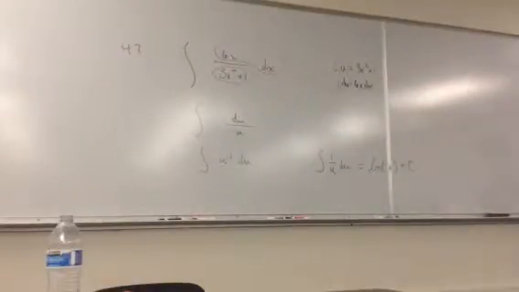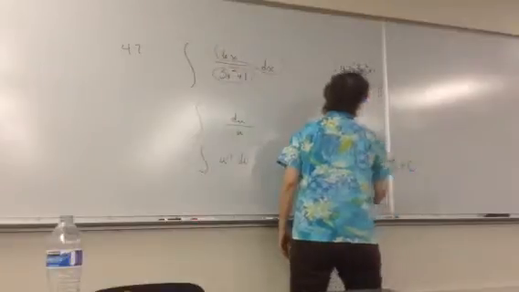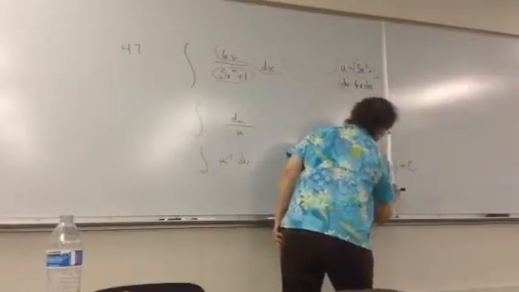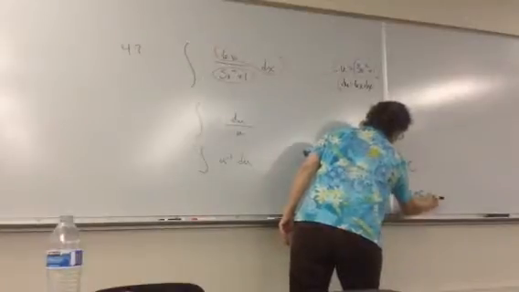And of course, then we have to substitute u back in. So we're going to take this little thing and put it back in there for u. So the natural log of 3x squared plus 1 plus c.